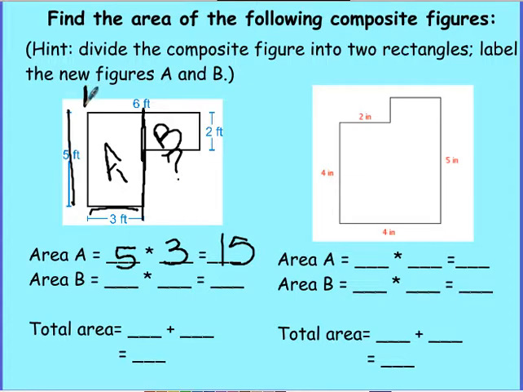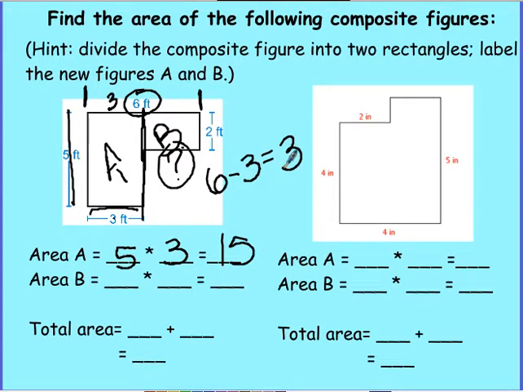But I know all of this from here to here has to give me 6. And I know that opposite of the 3, this is going to be 3. So I know that 3 plus whatever this is has to give me 6. So I do 6 minus 3, and that gives me 3. So here I know that I have another rectangle that is 2 by 3, which gives me 6. I add my total area, and I get 21.